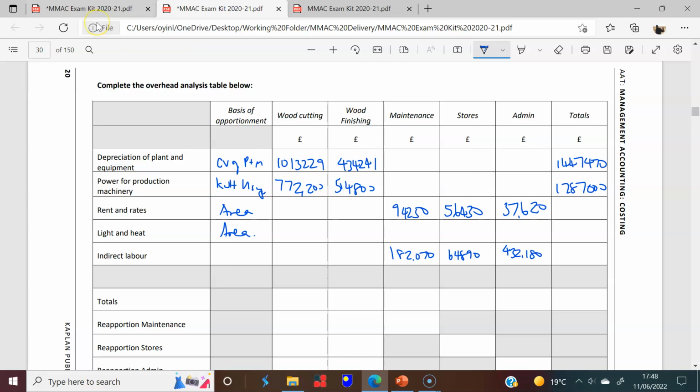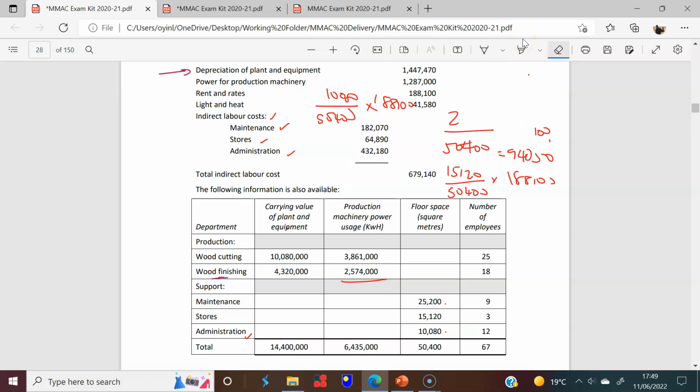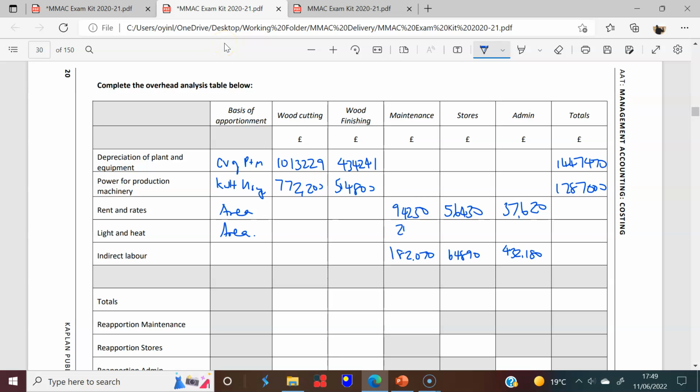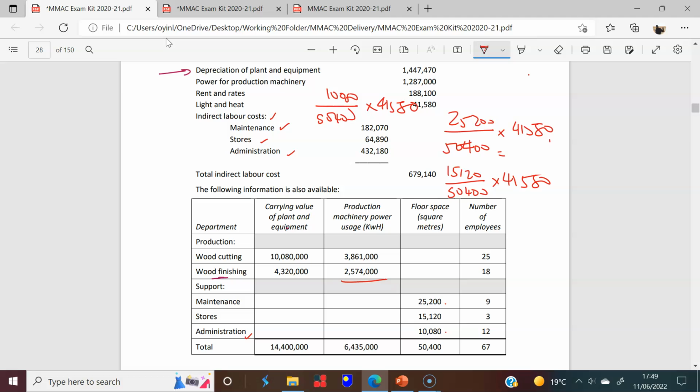And we do exactly the same thing for light and heat. Let's just tidy this up. Same thing, because we're using the same ratios. 25,200, but this time it's times the light and heat, which is 41,580. So let's do that again, starting from the top. 25,200 divided by 50,400 times 41,580, which is 20,790.